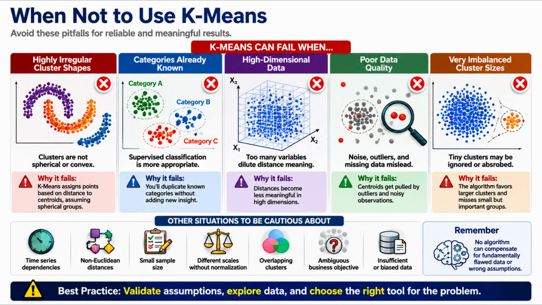Section 33. When not to use K-means. Avoid K-means when clusters are highly irregular, when categories are already known, or when data quality is poor. No algorithm can compensate for fundamentally flawed data. K-means also assumes that clusters are relatively compact and well separated. When those assumptions are violated, other techniques may be more appropriate. Understanding the limitations of K-means is just as important as understanding its strengths.